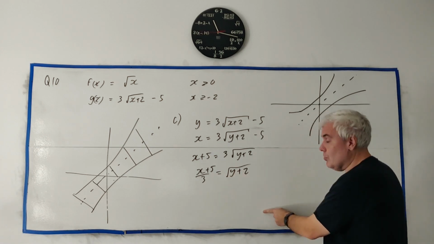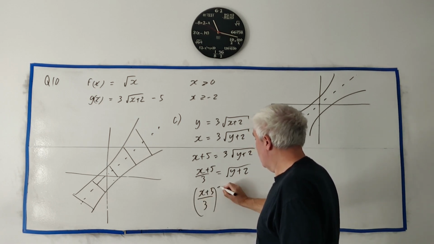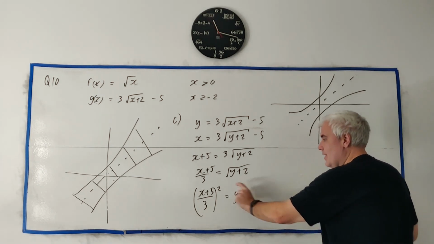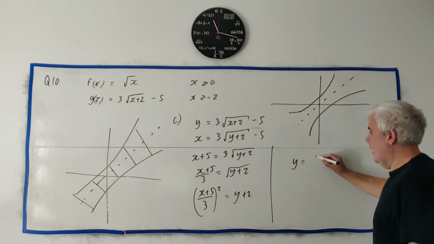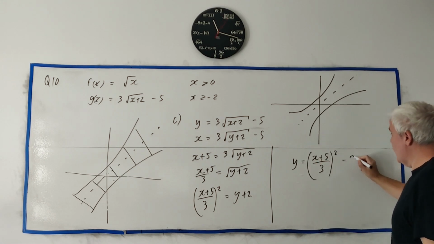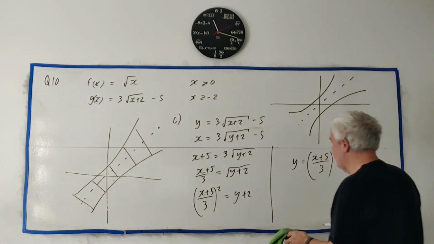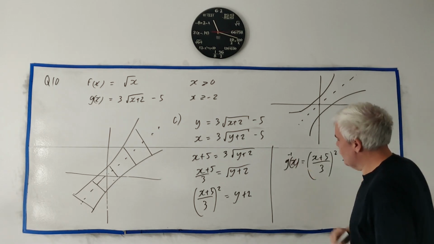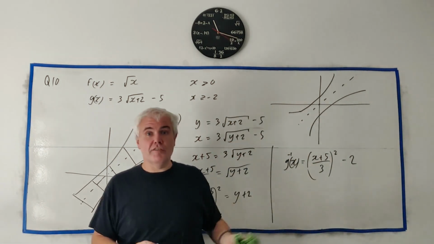Next we need to get rid of this square root. We square both sides. So we get (x plus 5 over 3) squared is equal to y plus 2. Last thing to get rid of is this 2. We take it away from both sides. And I'll write the final answer over here: y is equal to (x plus 5 over 3) squared take away 2. Sorry, maybe they'd take a mark away from me if I leave that as the final answer. What they really want to see is the inverse of g of x is equal to that. That's an expression for the inverse of g of x.